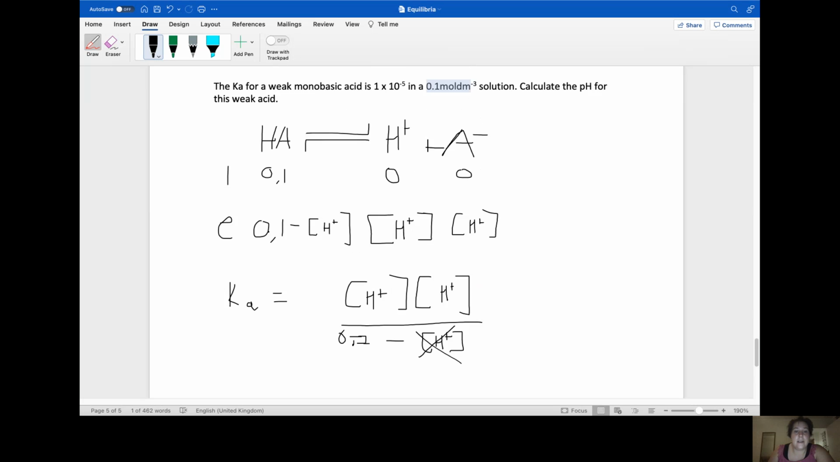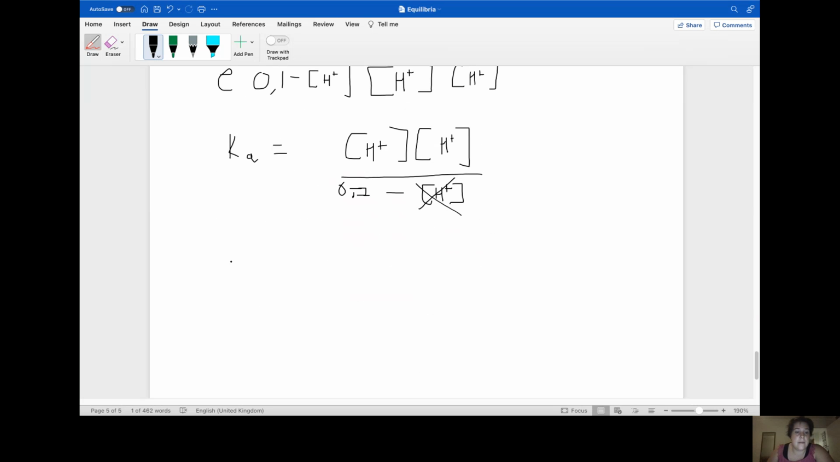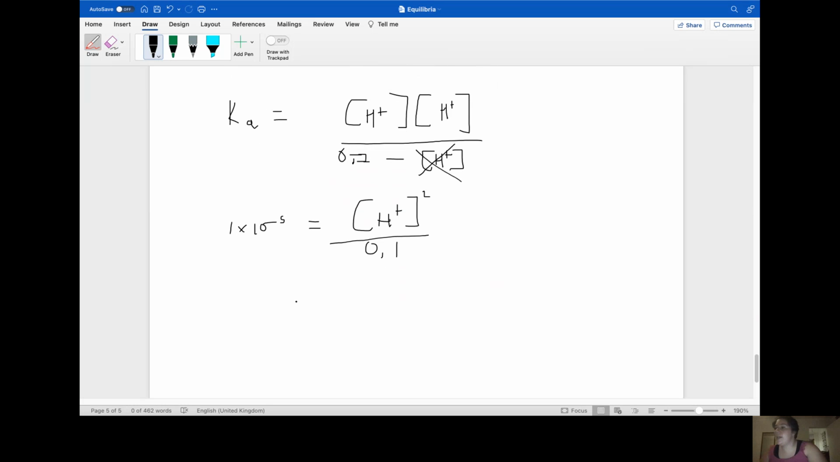Okay, so now we're going to start filling in our equation. The Ka is 1 times 10 to the minus 5. So 1 times 10 to the minus 5 is equal to the H+ squared, divided by 0.1. Rearrange that, and you get a very small number: 0.00001, which equals H+ squared.